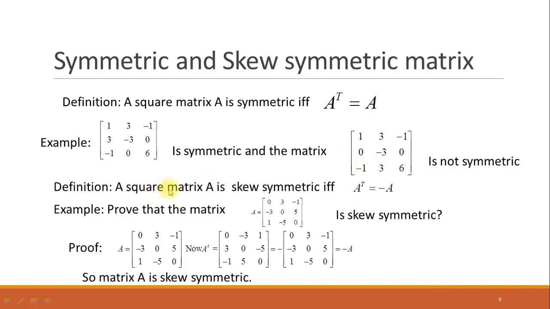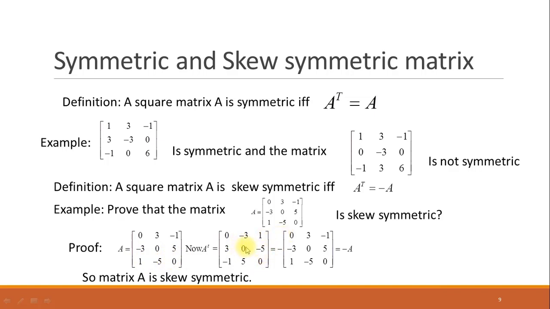Now a skew symmetric matrix. A square matrix A is skew symmetric if A transpose is equal to minus A. For example, this is a matrix A. To show that this matrix is skew symmetric, we take the transpose of this matrix. We write this row, 0, 3, minus 1, into the column position. Now we write the next row into the column position and get 3, 0, minus 5, and the last row in the column position, we get 1, minus 5, 0.